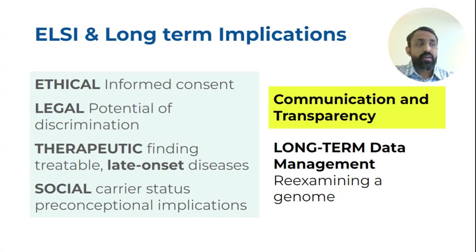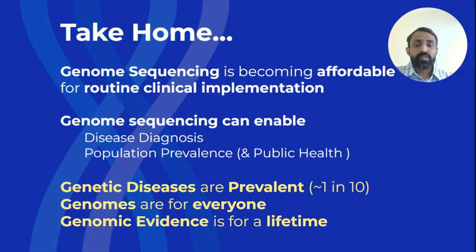And then, of course, there are implications in terms of therapeutic interventions, especially for late onset disorders. And more importantly, there's social issues when, for example, a carrier status is synonymous with the community or the population, which has a high prevalence. And then, of course, you could have discrimination based on the prevalence of genetic diseases between populations or between communities. And then, of course, there are issues of long-term data management because I said that genomes are for a lifetime, and therefore you need to maintain the data and make it accessible for reevaluation and revisiting throughout your lifetime.